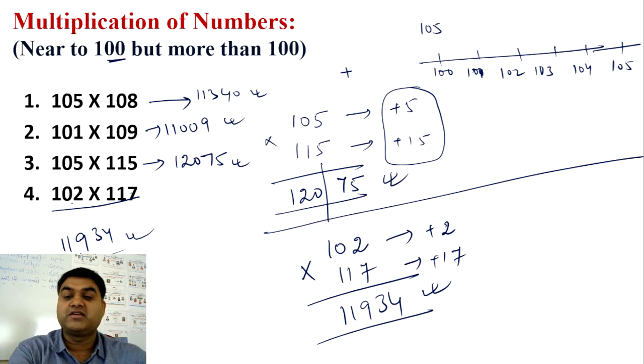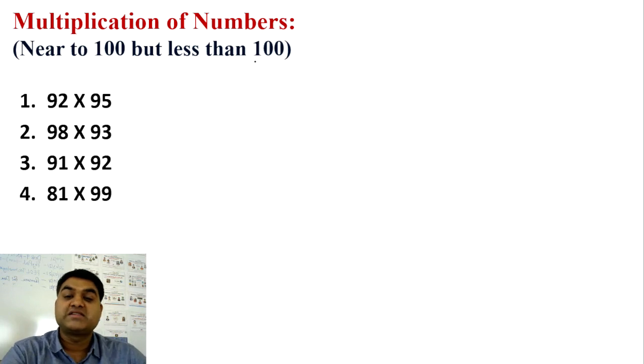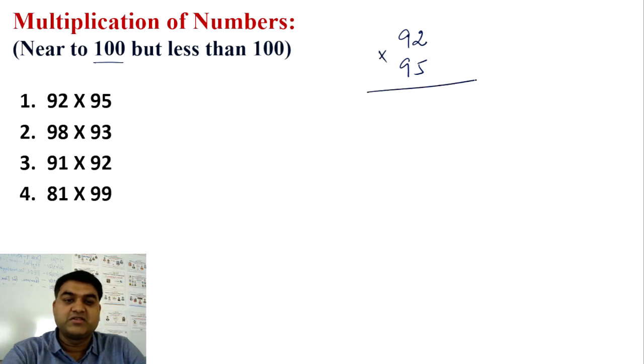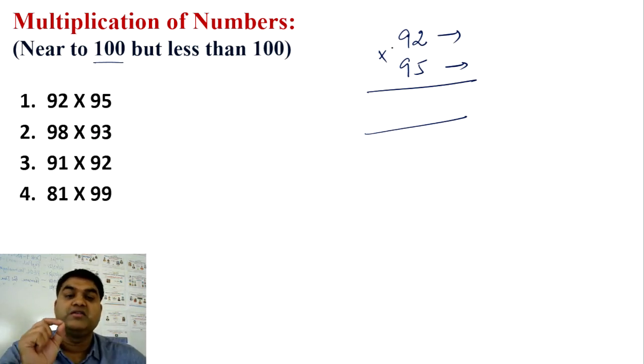Okay, let's see another type of question wherein numbers are nearer to 100 but lesser than 100. The first example is 92 into 95. Considering you have understood the last one, you will do that. What did we do there? On the number line, we told where the number stays and how far this number is from 100. Can somebody tell, 92 is how far? Obviously 8 far, but what is the sign? Negative. It is 8 less than 100. 95, how much less than 100? This is 5 less than 100. My dear friends, how did it come?